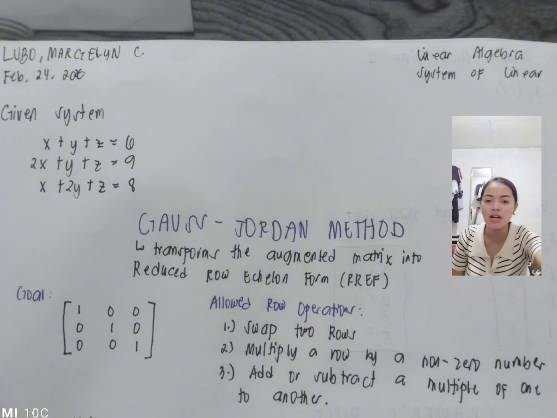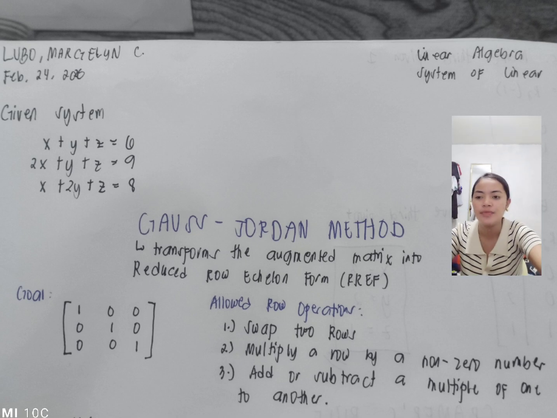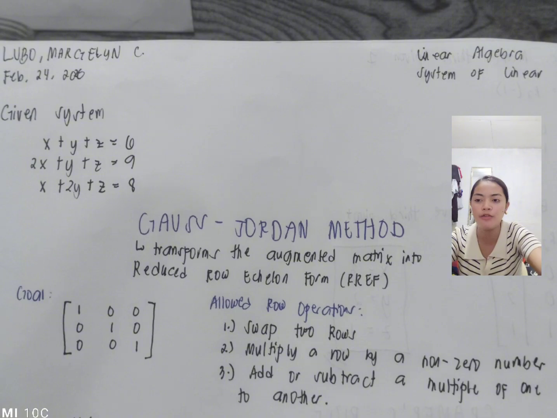But what is the Gauss-Jordan method? When we say Gauss-Jordan method, it transforms the system into an augmented matrix and applies row operations to turn it into reduced row echelon form. So the goal in the Gauss-Jordan method is this. We have 1 0 0, 0 1 0, and 0 0 1.